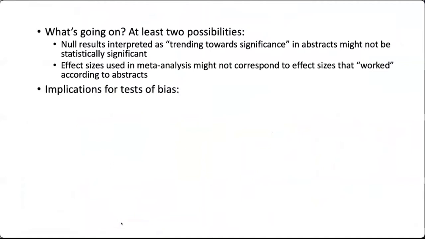This might have profound implications for tests of bias. Consider funnel plots. They might show less asymmetry when examining studies that worked 61% of the time compared to studies that worked 98% of the time. Consequently, the extent of the bias in the literature might be hidden.